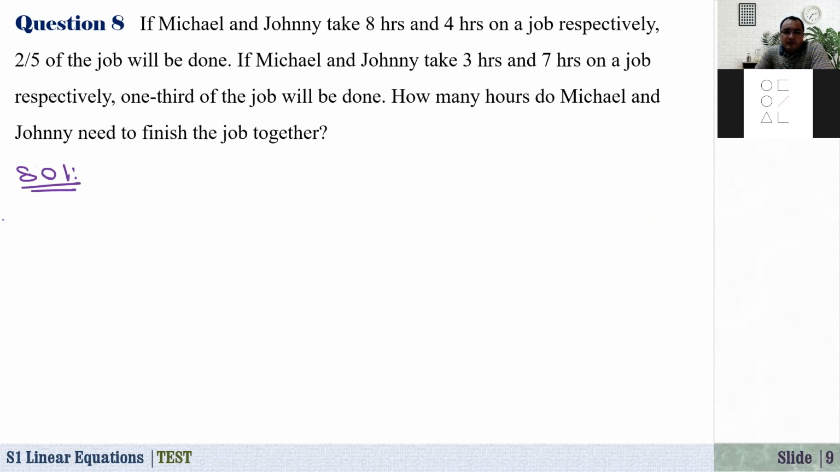If Michael and Johnny take 8 hours and 4 hours on a job respectively, 2/5 of the job will be done. If Michael and Johnny take 3 hours and 7 hours on a job respectively, 1/3 of the job will be done. How many hours do Michael and Johnny need to finish the job together?